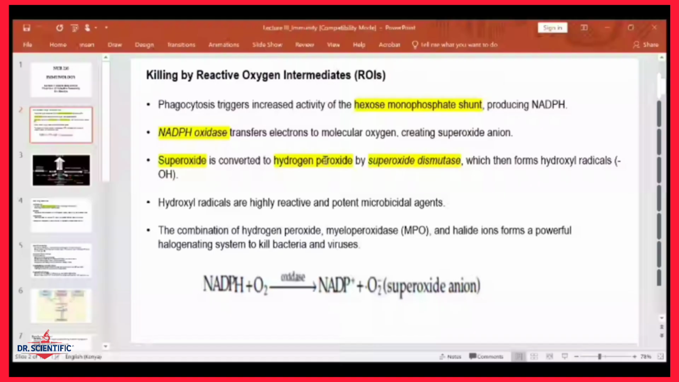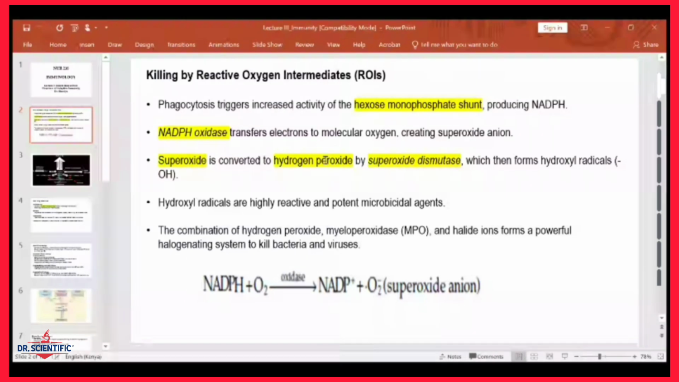Ideally, reactive oxygen intermediates can be produced in the granules of phagocytes. If you talk about neutrophils and macrophages, they are all going to produce granules that can then undergo reactions to become reactive oxygen intermediates that ultimately will be utilized.